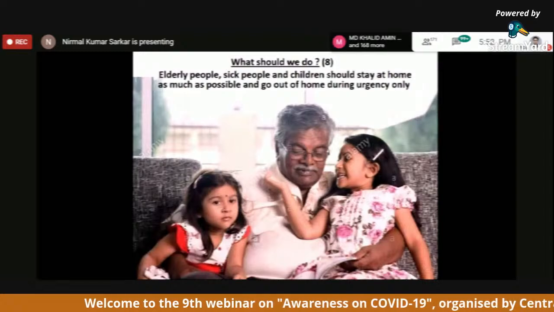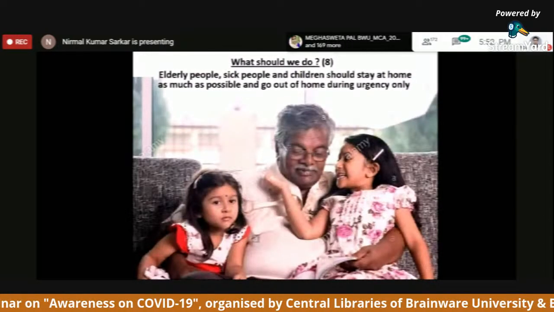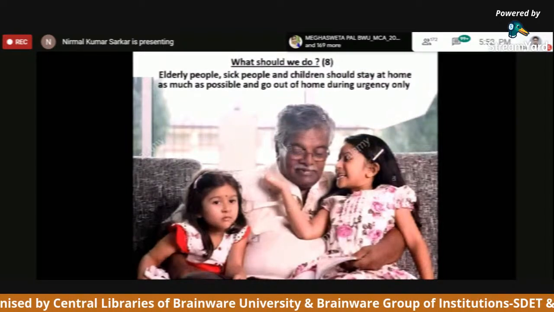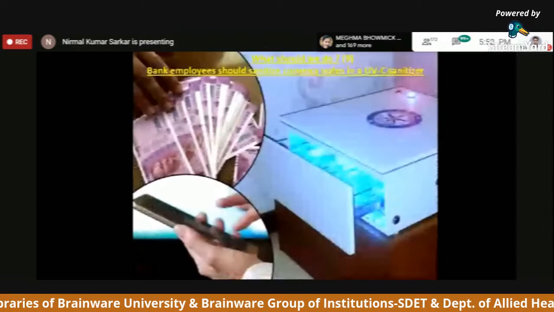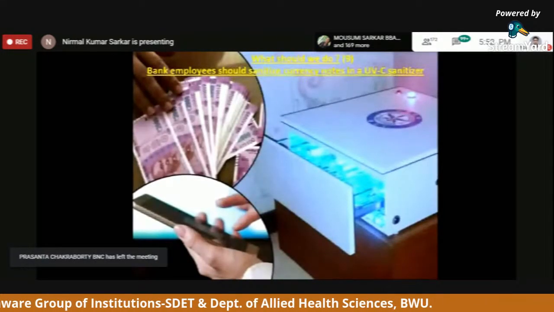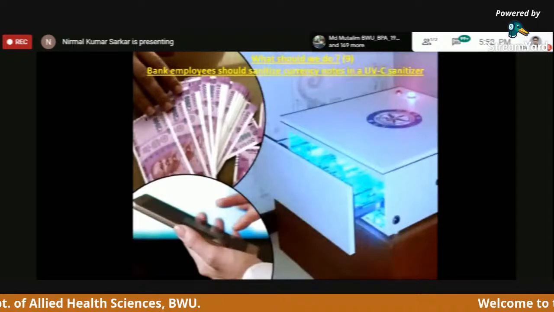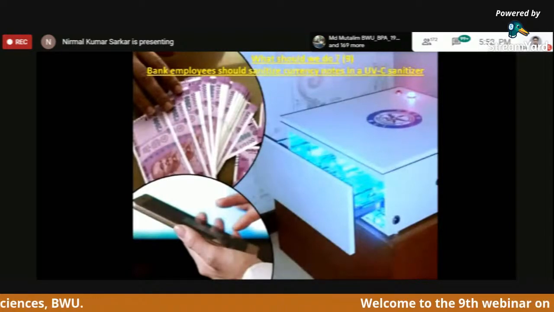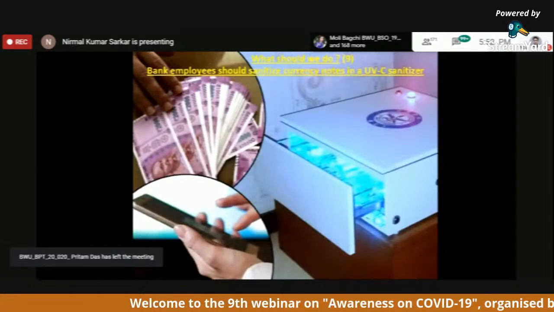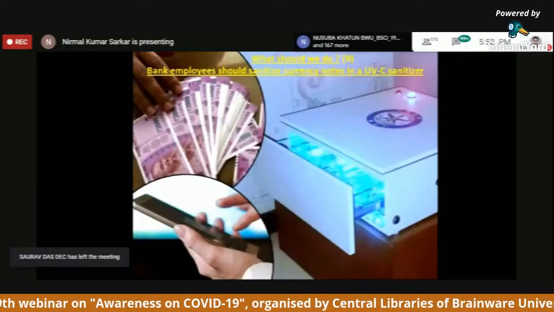Elderly people, sick people, and children should stay at home as much as possible and go out of home during urgency only. Bank employees should use UVC, ultraviolet C, containing currency note sanitizers in order to sanitize the notes.